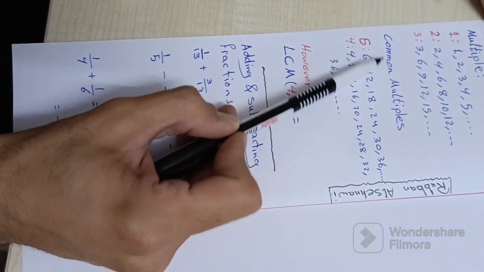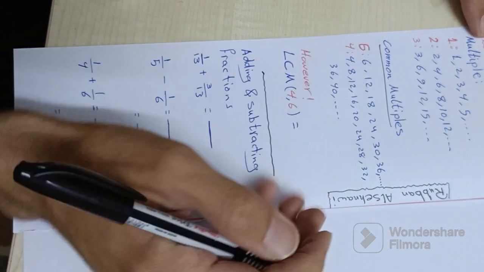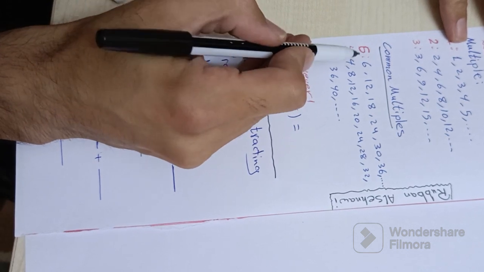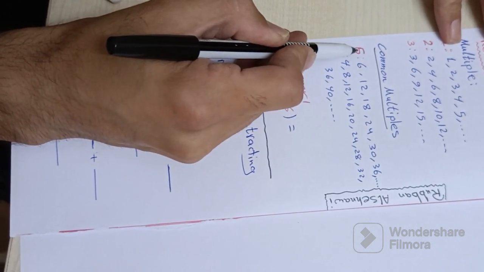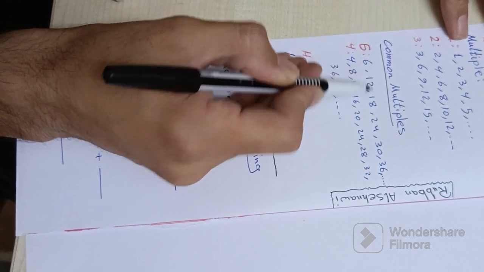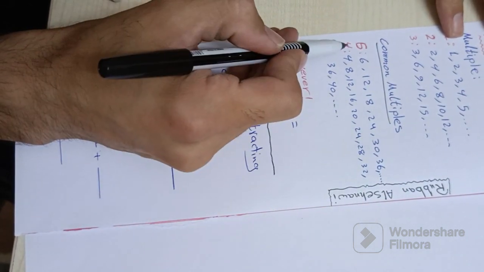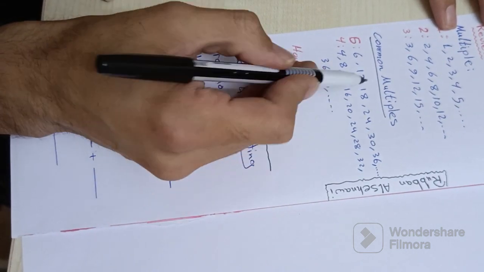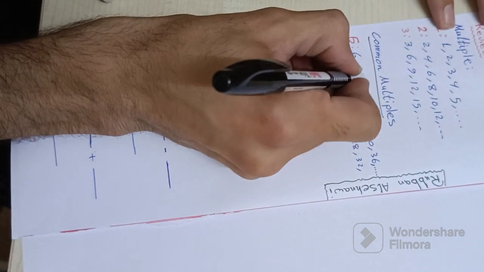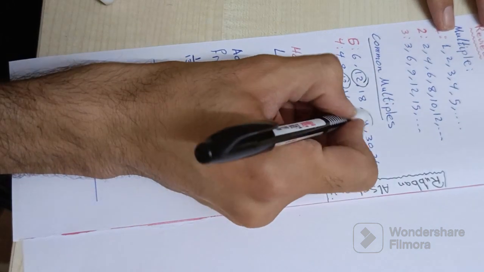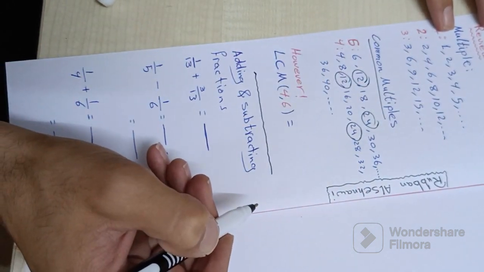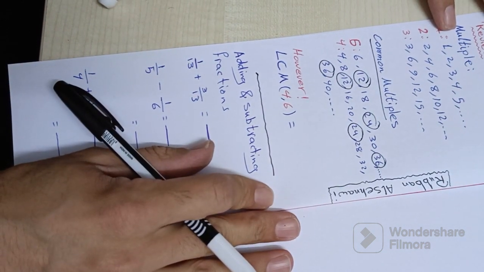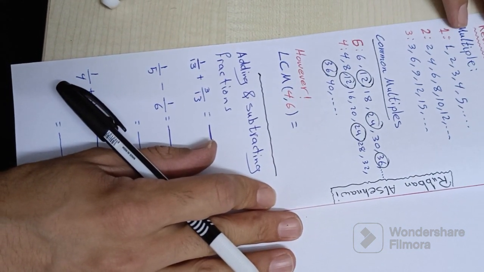But what about common multiples? So, common multiples. What are the common multiples of 6 and 4? Let's see. What are the multiples of 6? It's 6, 12, 18, 24. What are the multiples of 4? 4, 8, 12, 16. But what is common between them? 12 is common, 24 is common, 36 is common, and of course, if you go on, you will find other common multiples.